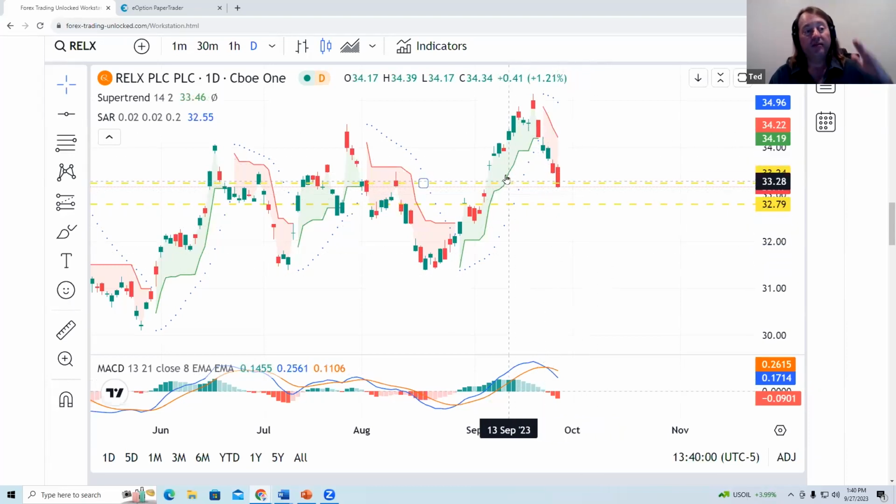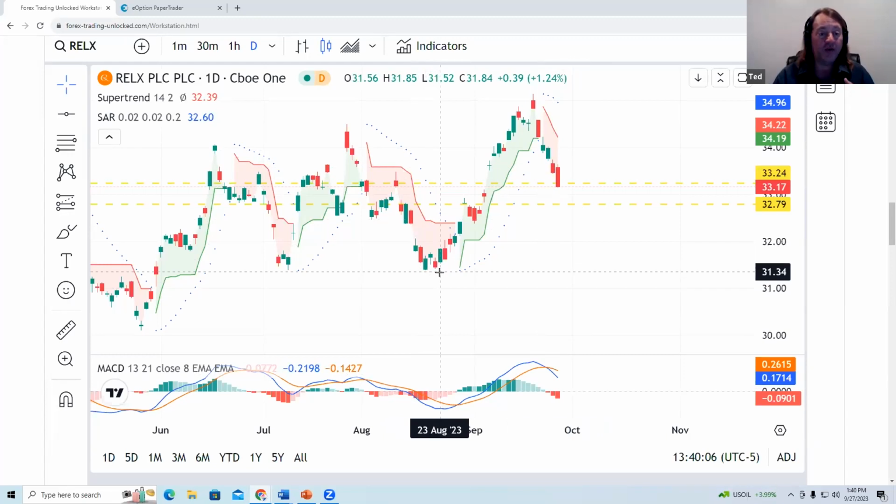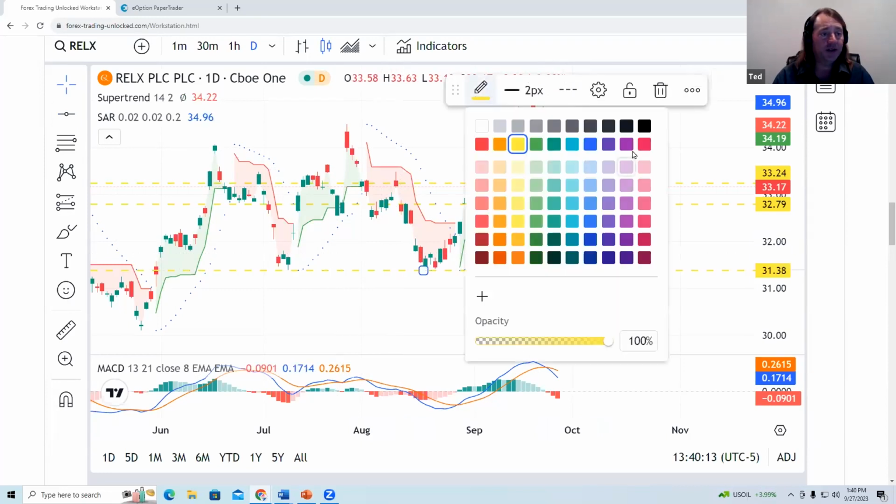The trend, once again, is up. So this is viewed as a corrective move. We're looking for it to not come below this $31 area. Okay, this would be our major risk level right here, 31. So let's make this clear.